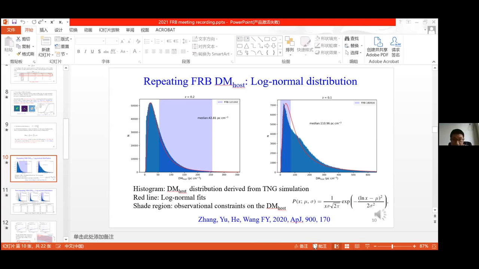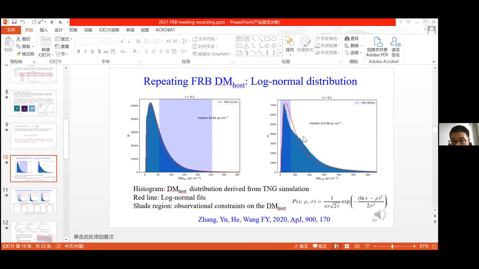Yeah, the observational value for the first repeater, FRB 121102, we can see the median value of the DM host from simulations is far from the observed one, because we do not consider the local contribution to the DM host. For this FRB, the rotation measure is very large, which indicates the local DM may have a large value. So the observed one minus the local one, we can say they are consistent.